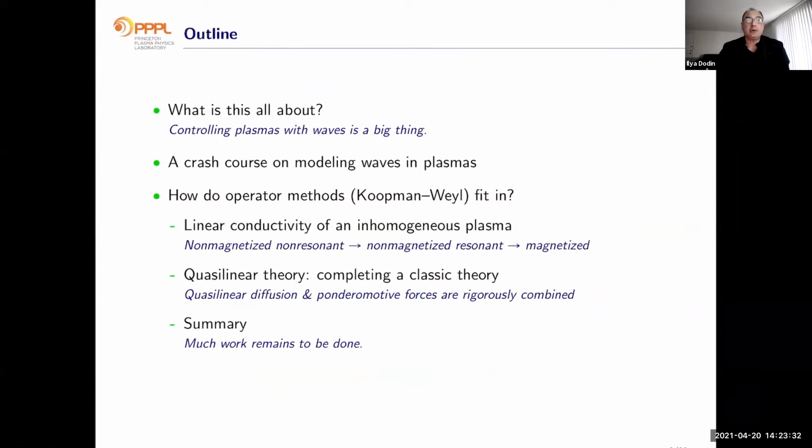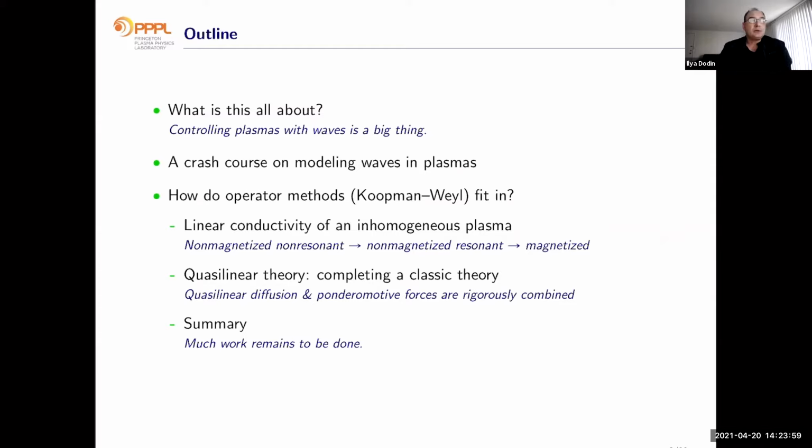And the point that I will try to sell in this talk is that, in this applied problem of modeling waves in plasmas for actually practical applications, Koopman methods are not just convenient, they are probably the methods to use. And I will try to convince you of this. So I will mostly talk about linear waves, and about calculating the linear conductivity of inhomogeneous plasma.